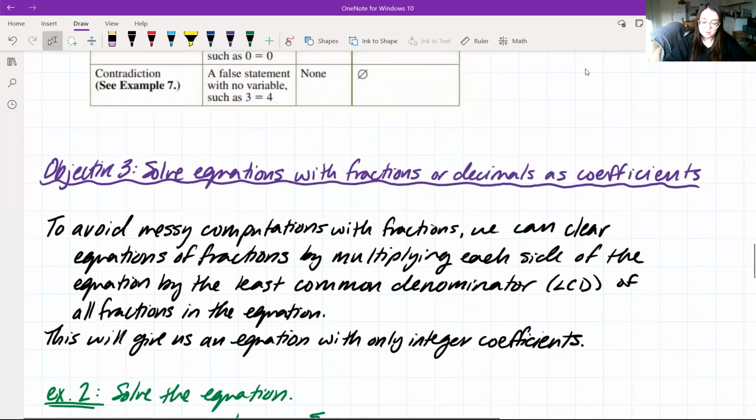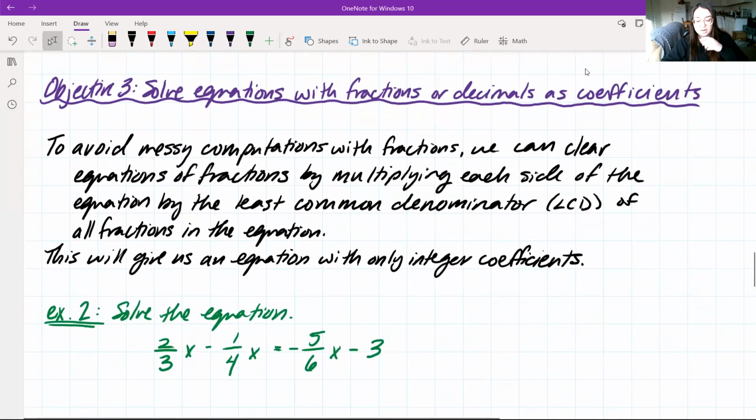So, moving forward with objective 3, we want to solve equations with fractions or decimals as coefficients. To avoid messy computations of fractions, we can clear equations of fractions by multiplying each side of the equation by the least common denominator, the LCD, of all fractions in the equation. This gives us an equation with only integer coefficients.